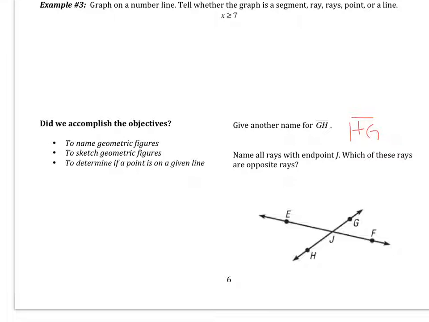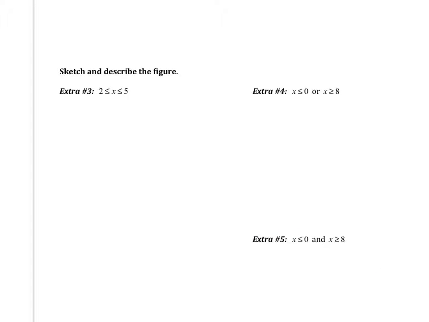All right, so we had JH, we had JG, you said JE. We talked about JH and JG being opposite rays. What is the fourth one? JF. Okay, and so those are your four rays. Understand again, when they talk about the endpoint, that's the start of the ray. All right, next, go to the top.